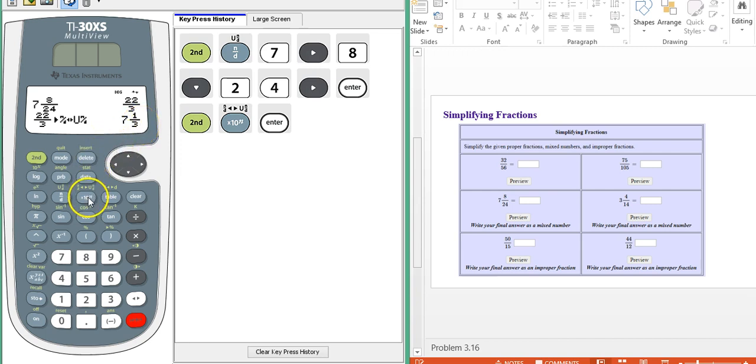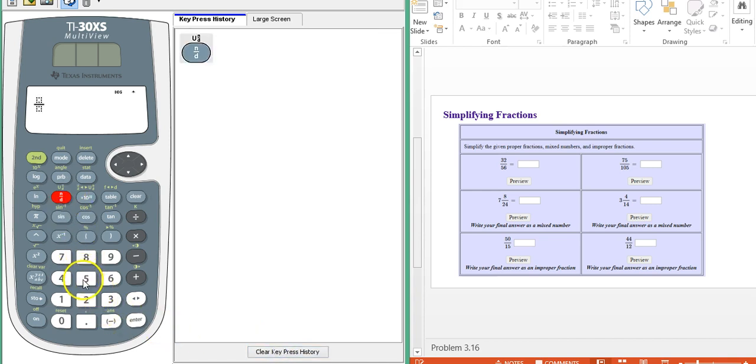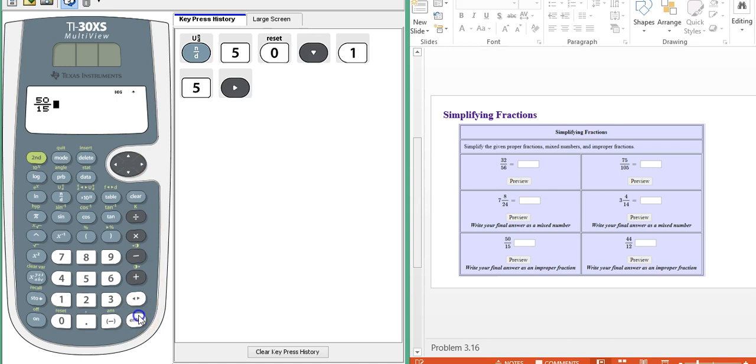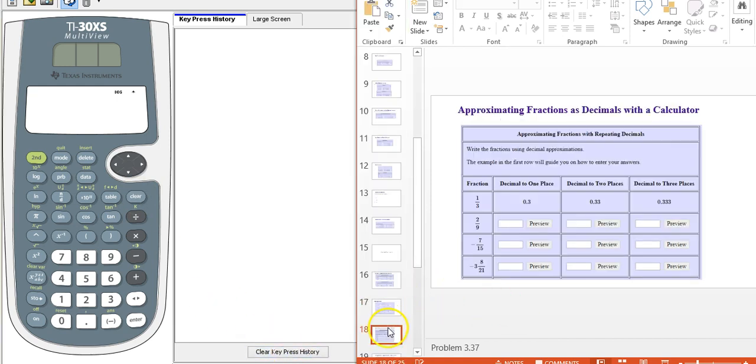If you want to change between a fraction and a mixed number, you're going to use this button, or you can use the toggle button to go between a fraction and a decimal. And last, let's look at 50 over 15. This is an improper fraction, and we want it simplified, and we still want to write it as an improper fraction. So I hit enter, and it simplified for us, and it left our answer as an improper fraction. So we're all set. Okay, let's look at the next slide.